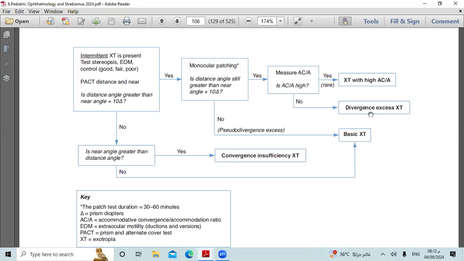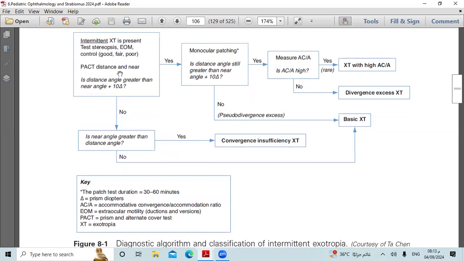Okay, we will start from here: is the near angle greater than the distance? If no, so this is basic exotropia. But if the near angle is greater than the distance by more than 10, this is convergence insufficiency.